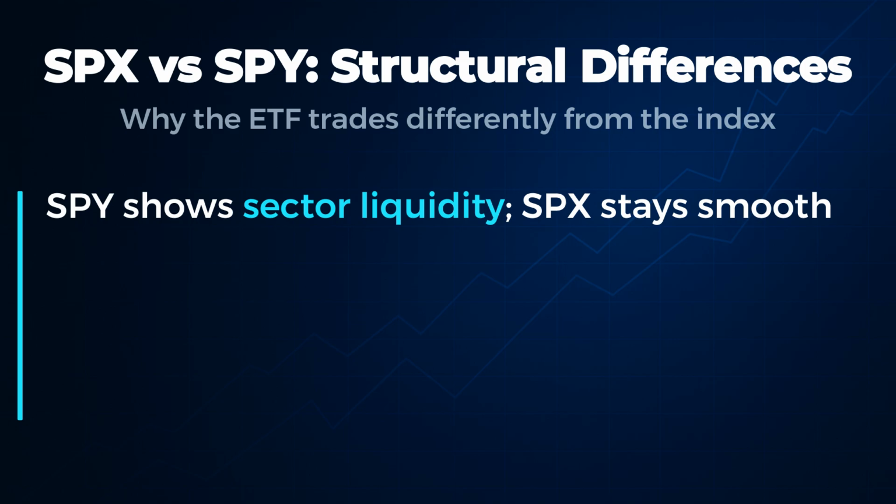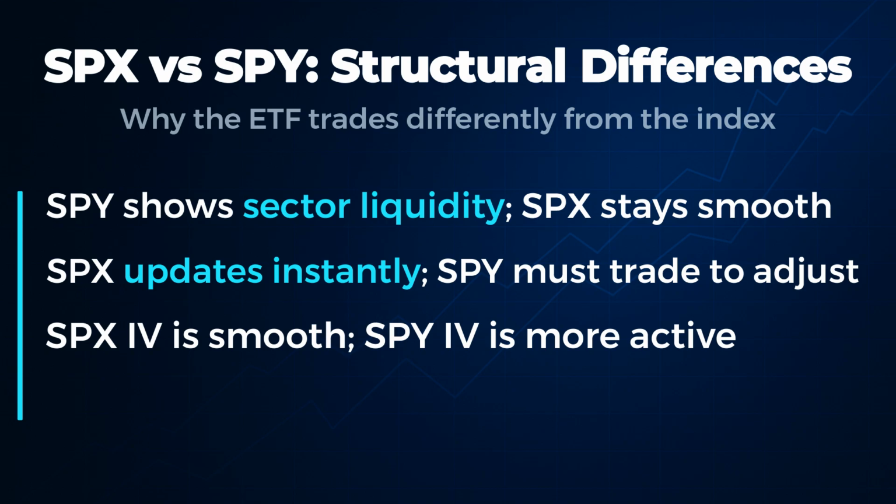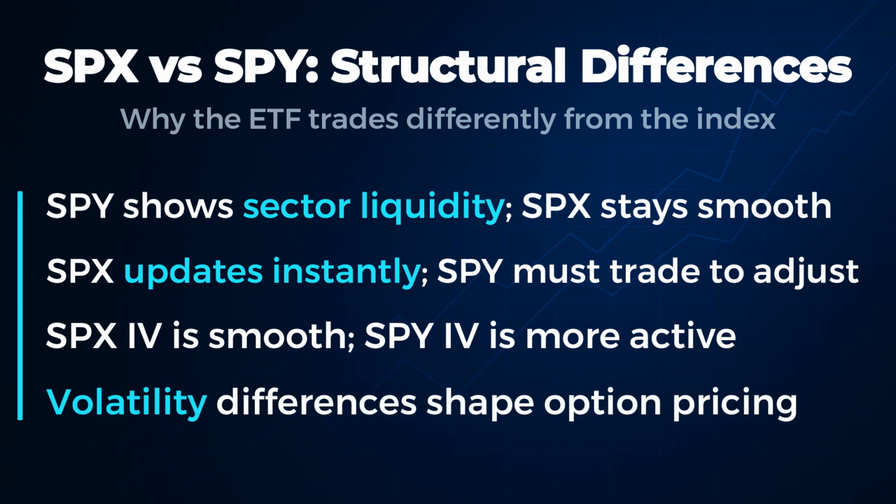Splits, spin offs, and index rebalancing events update instantly inside SPX because it's a calculation. SPY must adjust its actual holdings when those changes become effective through basket trades, portfolio rebalancing, and creation redemption flows. SPX implied volatility is smoother because it reflects the index as a whole. SPY implied volatility is more active because it absorbs ETF specific dynamics, ETF liquidity, gamma positioning, and intraday creation flows. These differences directly influence how options on SPX and SPY are priced.